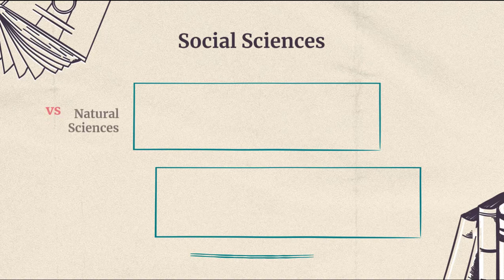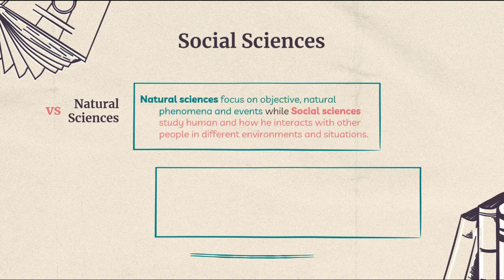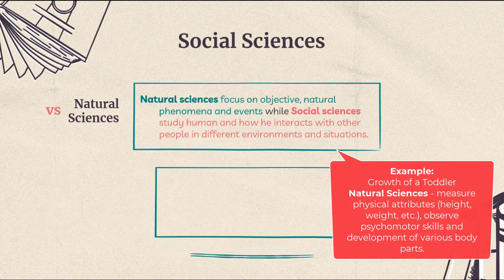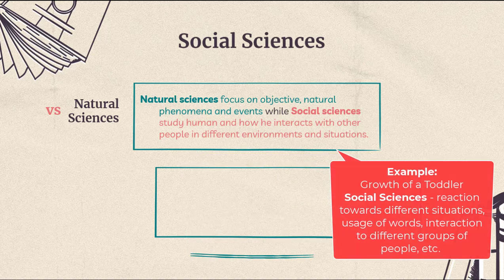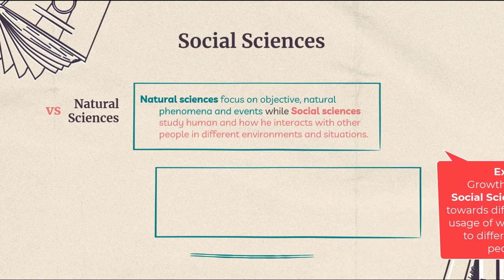First, social sciences as opposed to natural sciences. Natural sciences focus on objective, natural phenomena and events, while social sciences study human and how he interacts with other people in different environments and situations. For example, natural sciences will observe the growth of a toddler by measuring the height, weight, and other physical attributes, as well as increase of psychomotor skills and development of different organs or body parts. From the perspective of social sciences, the growth of a toddler may be determined by how they perceive different situations, by their usage of words, or perhaps the different people they interact with.